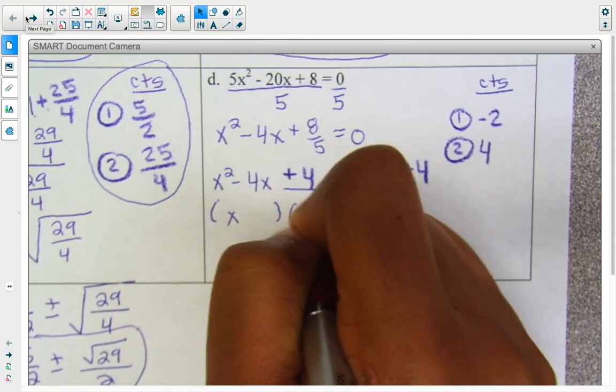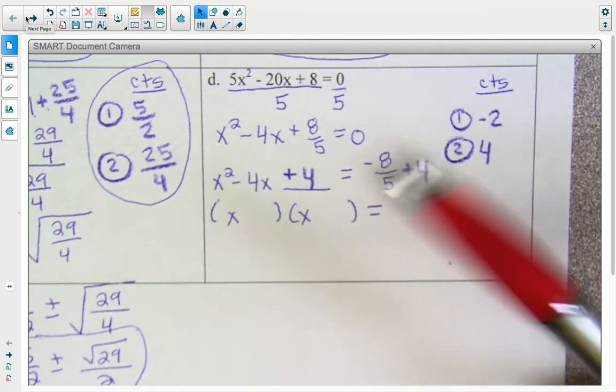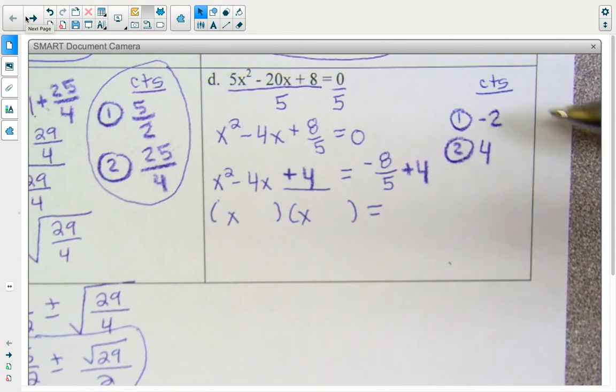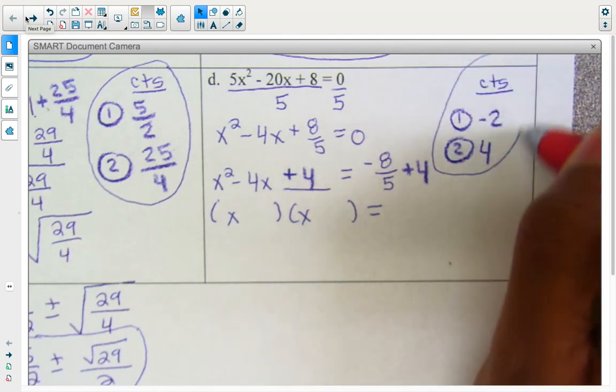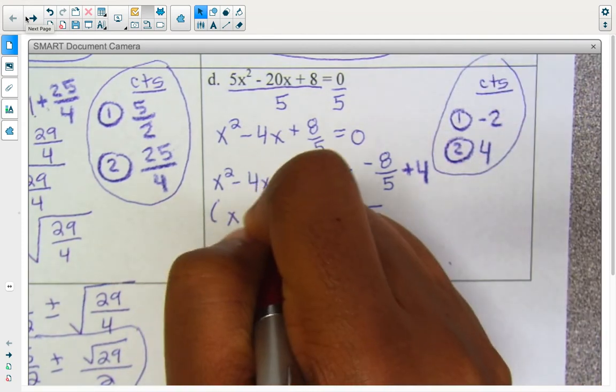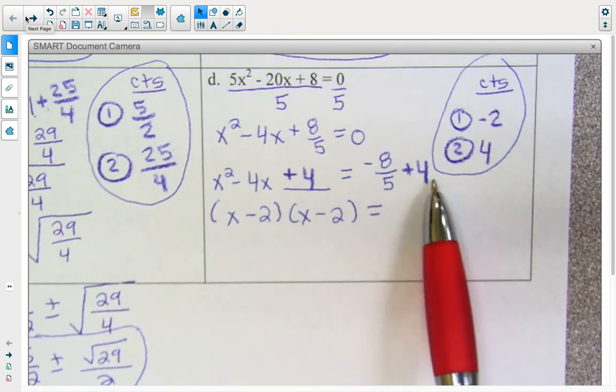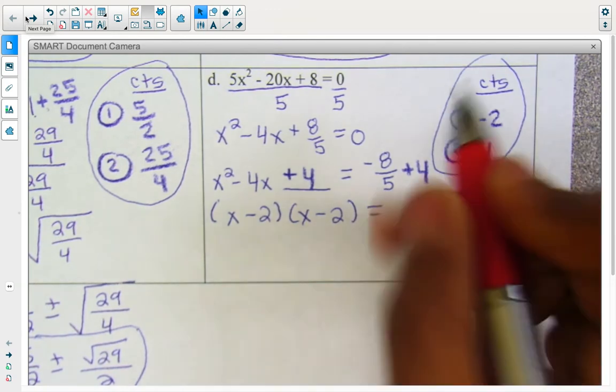Two numbers that multiply to give me positive 4, add to give me negative 4. You may even know that, and if you don't, we've got a little shortcut that we discovered. It's always going to be the number 1 in your completing the square step. So it's going to be x minus 2, x minus 2. I can add these two together. Negative 8/5 plus 4 is 12/5.